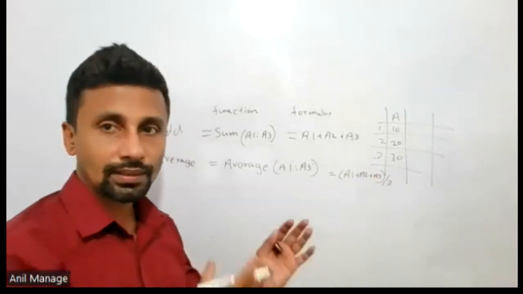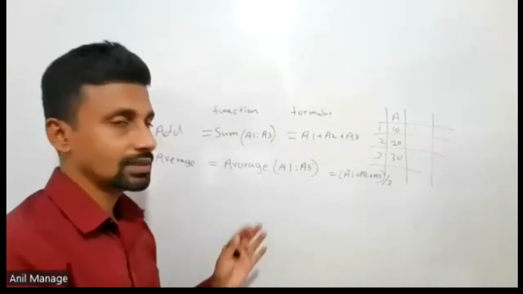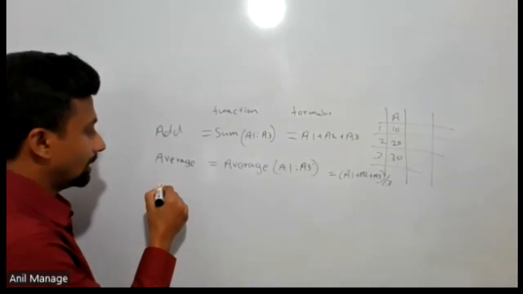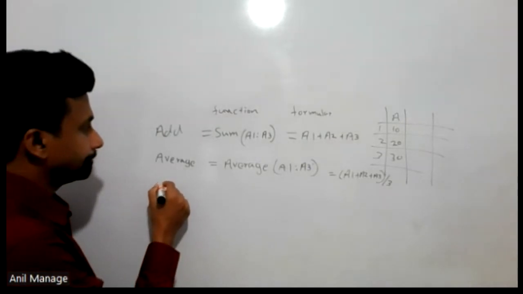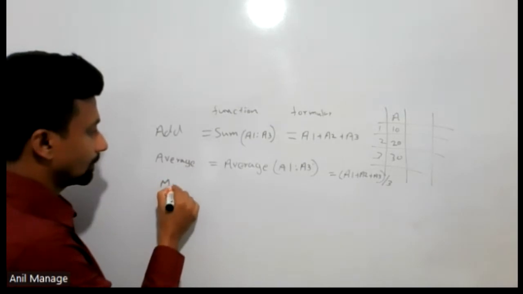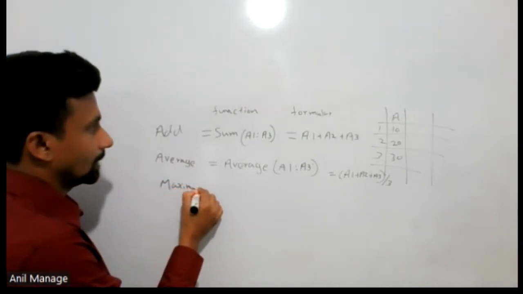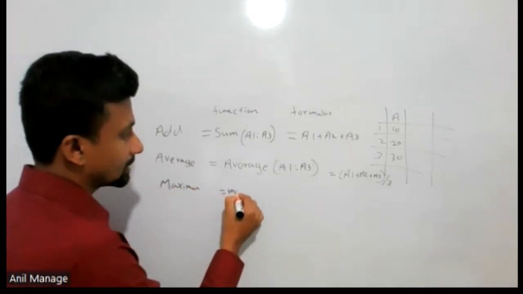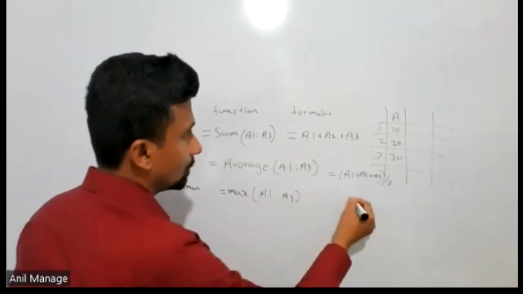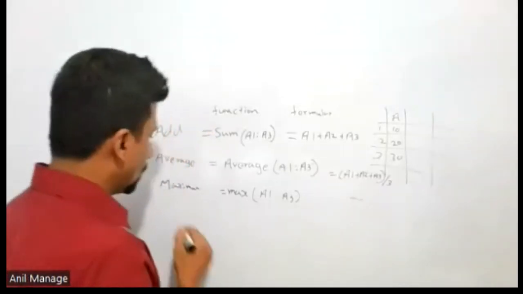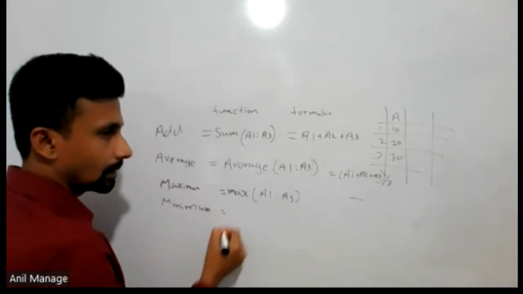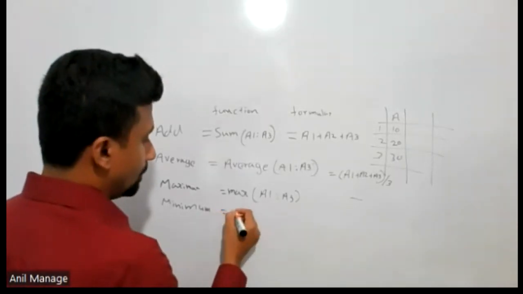Now if you want to take them down while I am discussing, you can take them down. Then to find the maximum, you have a function called equal MAX, and you can give the range A1 colon A2. And to find the minimum value, you have a function called MIN.